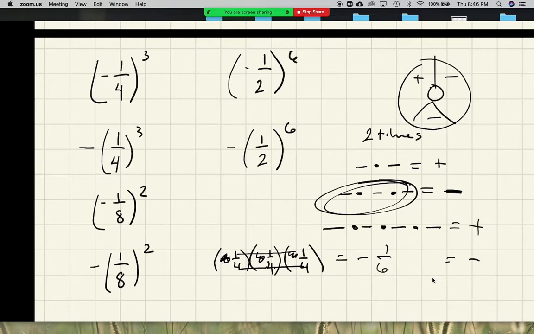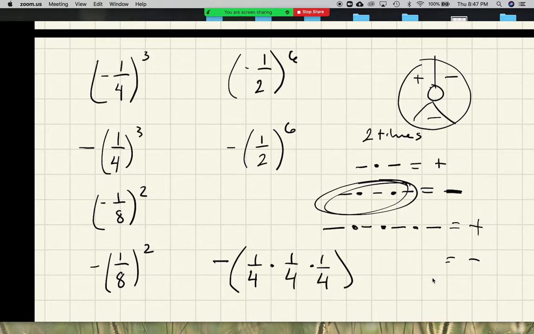And when it's outside of the parentheses, what does that mean? It means you ignore it until the very end. So that's negative, and then 1/4 times 1/4 times 1/4. You still do 1 times 1 times 1, which is 1, and 4 times 4 times 4, which is 64. Then put the negative on at the very end. So it still comes out the same.